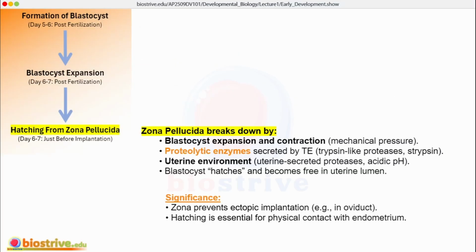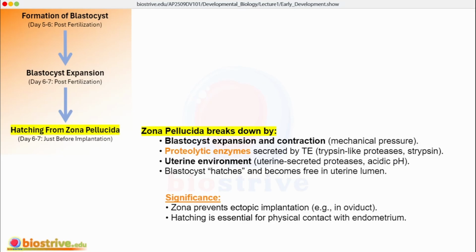There is blastocyst expansion, and it is followed by hatching from the zona pellucida, which occurs around day 6.5 to day 7, just before implantation. So the zona pellucida will break down due to this heavy exertion of pressure; the blastocyst expansion and contraction will exert mechanical pressure, which will result in breakdown of the zona pellucida.